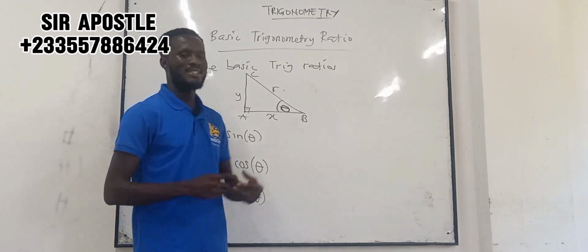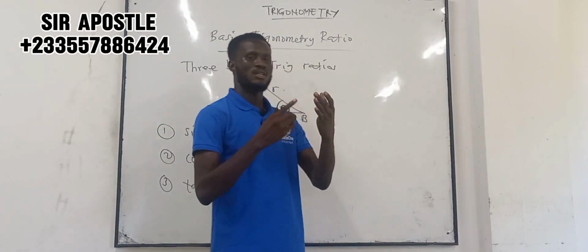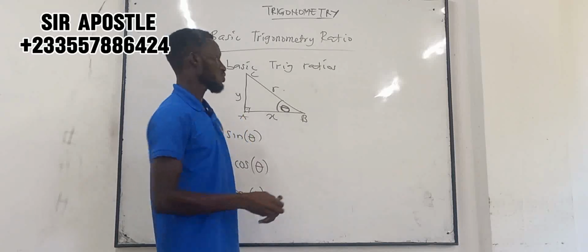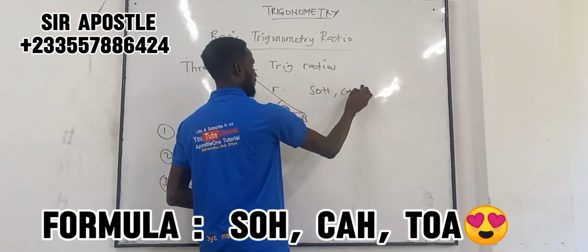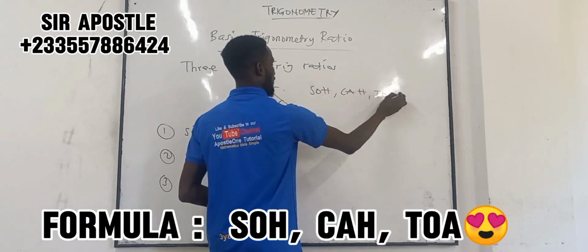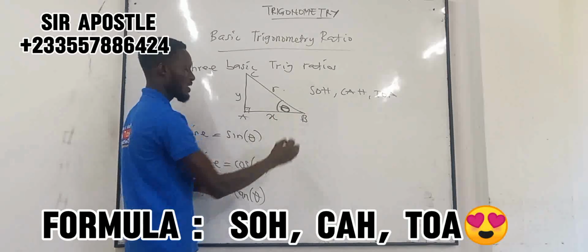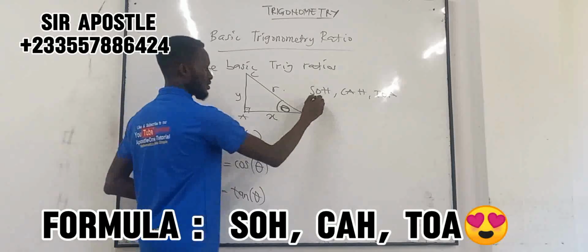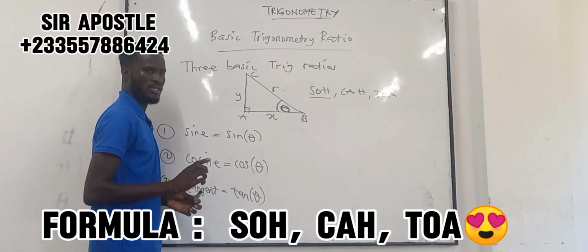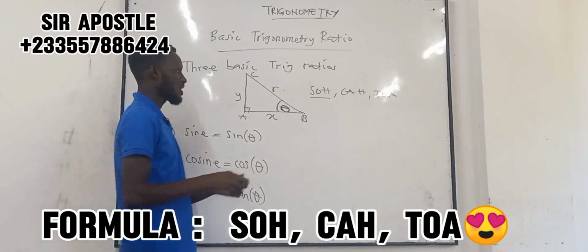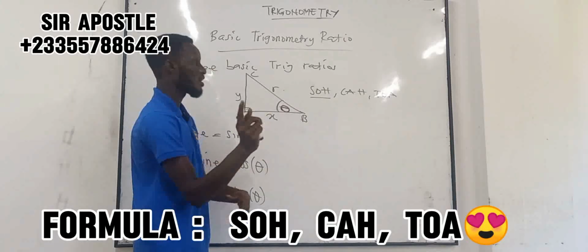What is the formula that links the sine, cosine, and tangent? The short form is SOH CAH TOA, where the S represents the sine. So anytime I'm talking about the sine, I have to use the SOH. It is a formula on its own, so keep this formula very well. It is provable, but I will not get time to prove it. Maybe in a later video, I'll prove this.